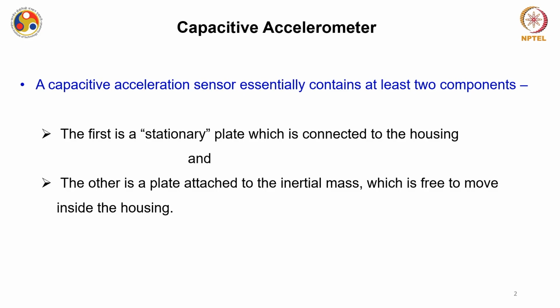Okay. So a capacitive acceleration sensor essentially contains at least two components. The first is a stationary plate which is connected to a housing, and the other is a plate which is attached to an inertial mass which is basically free to move inside the housing. If you remember, in the previous class we talked about this inertial mass. We have seen its different names like proof mass, inertial mass, etc. So this inertial mass is attached to one plate of the capacitor and the other plate is connected to the housing. Basically it is a stationary plate.